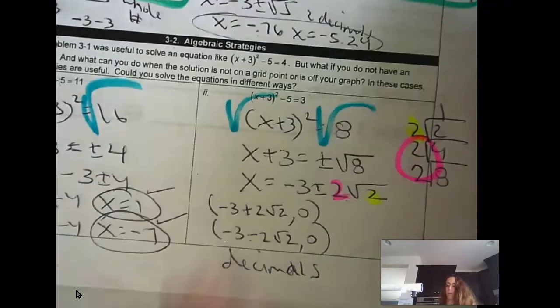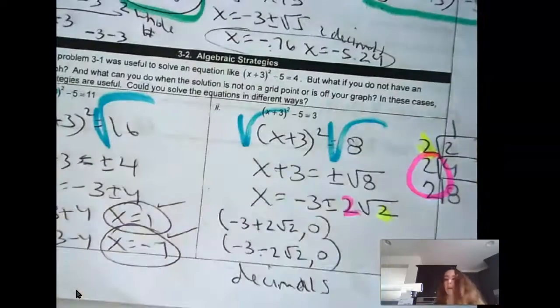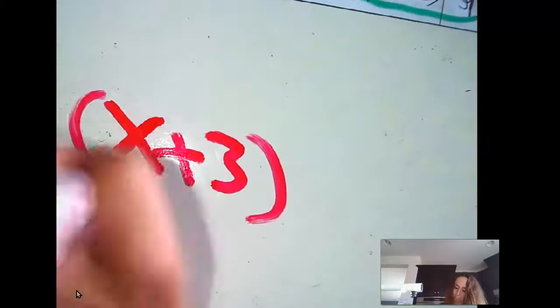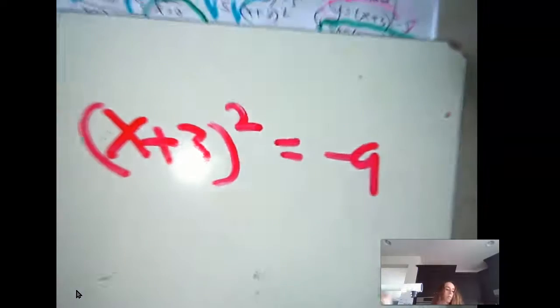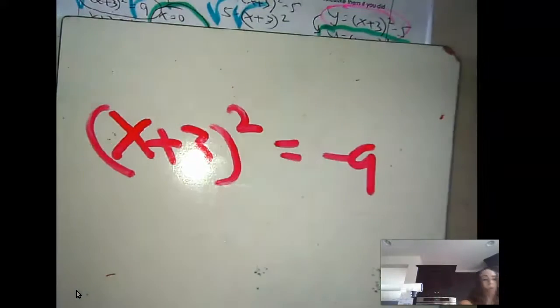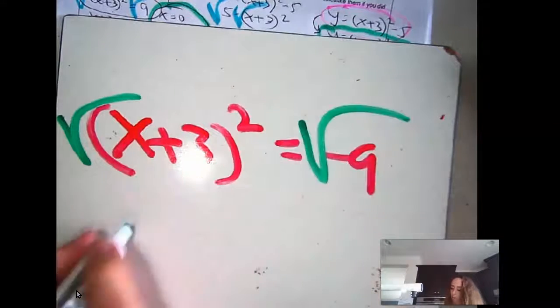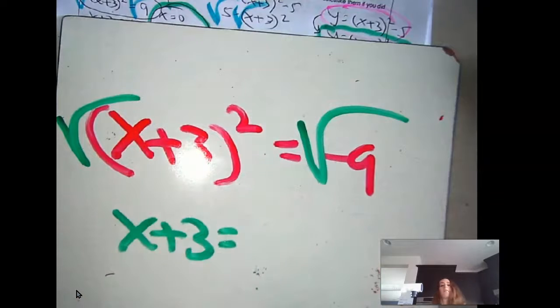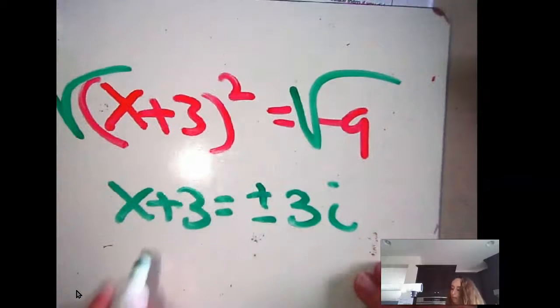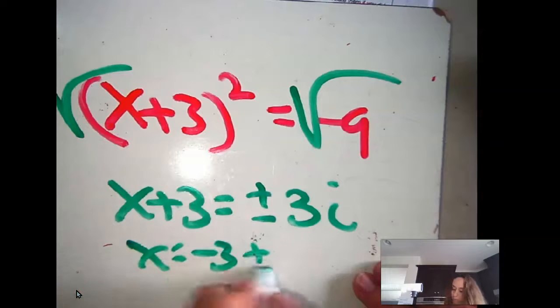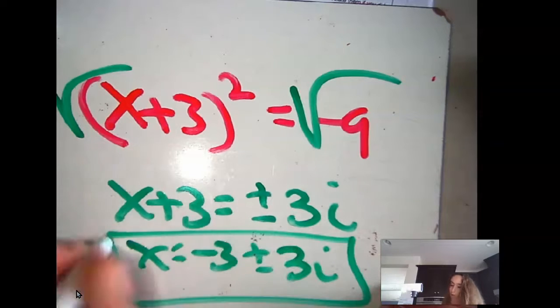Okay, let's see. I want to also point out, let's see if I can find a board. What if I ended up with, let's find a pen here. Let's say if I did -9, okay? What would be the first thing I would do? I would square root. I can't take the square root of a negative number, but I could write it as plus or minus 3i. And then x equals -3 plus or minus 3i. That would be your solving answer.